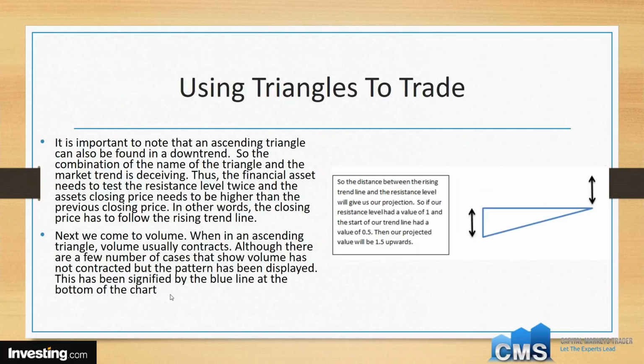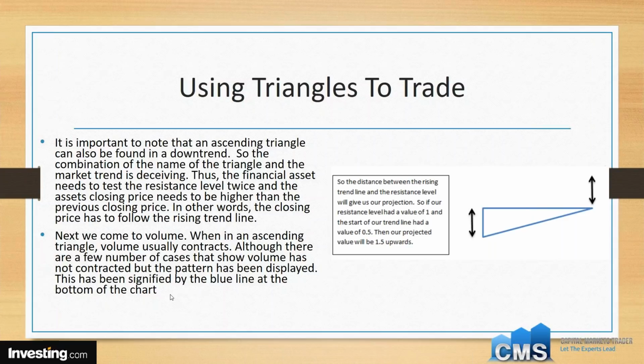Now, it's important to note that an ascending triangle can also be found in a downtrend. So the combination of the name of the triangle and the market trend is kind of deceiving, but don't worry about it. Thus, the financial asset needs to test the resistance level twice, and the asset's closing price needs to be higher than the previous closing price. In other words, the closing price has to follow the rising trend line. That's it. It must stay on that trend line and within that triangle. Now, the key here in any of these triangles is volume.